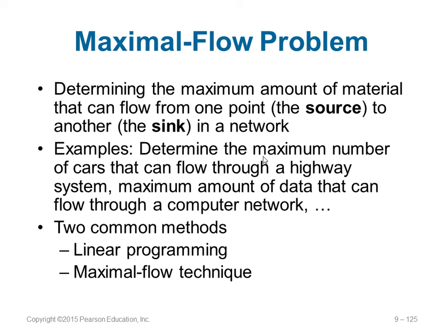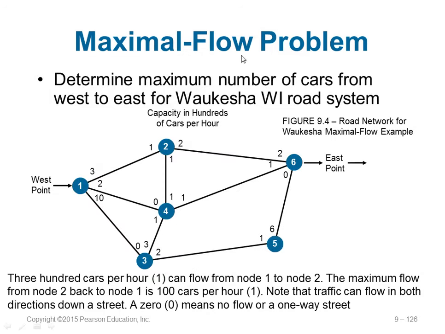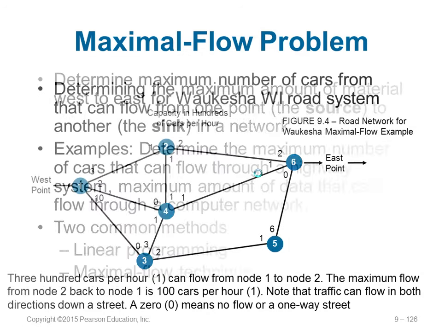So let's say I have a source and a destination. What is the maximum amount of something I can send? For example, how many cars can go, or how much data can you transfer from source to destination in a computer network? This could be solved using linear programming like before, or you can also solve it using the maximum flow technique, the maximal flow problem.